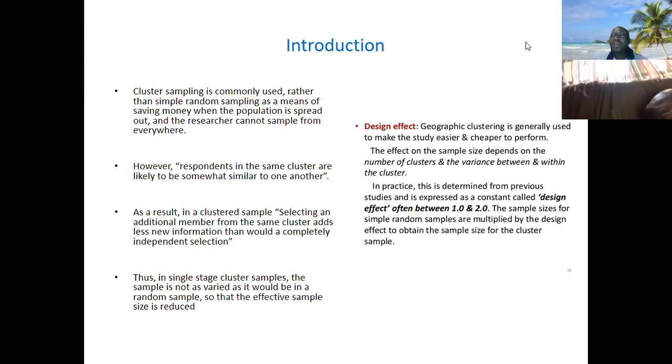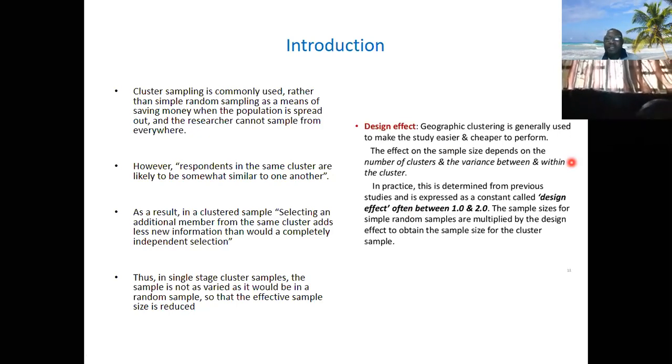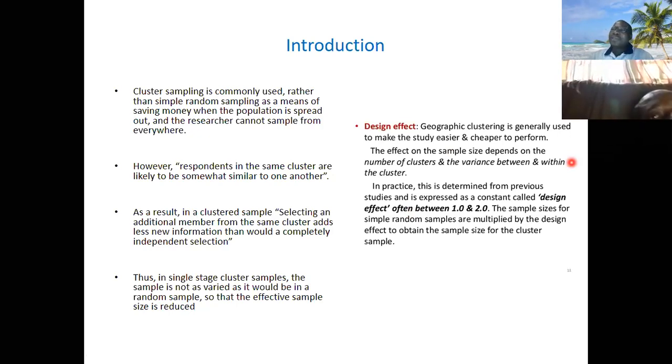So geographical clustering is generally used to make a study easier or cheaper to perform. As I've said, the effect on the sample size depends on the number of clusters and the variance between and within the clusters. So the effect of clustering on the sample size depends on the number of clusters, and also the number in each cluster, the average cluster size.